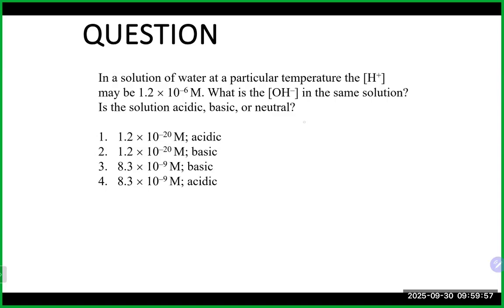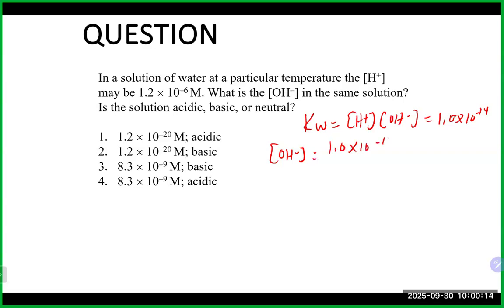So good news, like I said, it pretty much is the same calculation regardless of which one you are given. 1 times 10 to the minus 14. So in this case, we do have the H plus, so we will solve for the OH minus, which will be 1 times 10 to the minus 14 divided by our 1.2 times 10 to the minus 6. Definitely want to be using our exponent button in this chapter for sure. Going to give us an 8.3 times 10 to the minus 9.